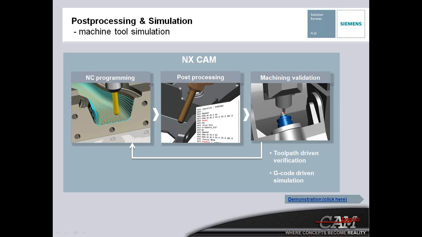A lot of our customers will use another tool called Vericut for their G-code driven simulation. But if they were using NXCAM, they could obviously use the G-code driven machine tool simulation straight within NX. We'll show a prime example of this.